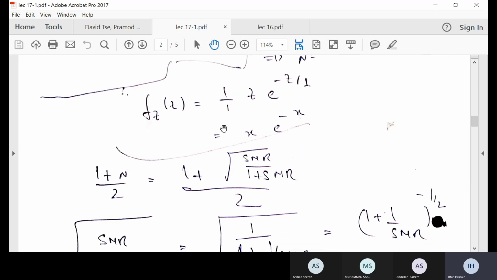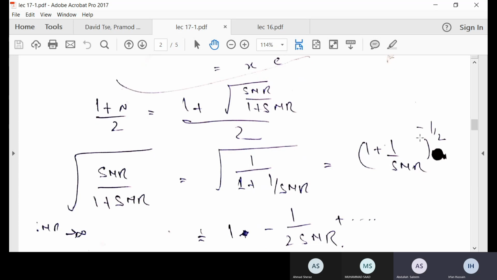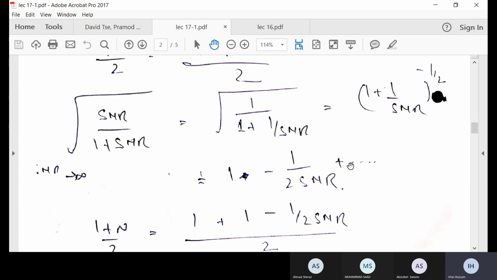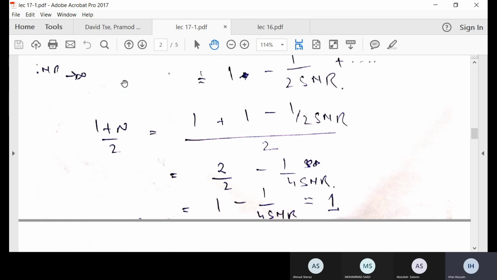First thing I can say is that 1 plus mu over 2 is 1 plus under root. This is the mu value. But what is this value? This value we know can be written as this. I take SNR in the denominator. I can make it half. I apply the Taylor series. This becomes minus half, and higher order powers of SNR. I put this value of under root, or this value of mu, here. So this will become like this. All right. So 1 plus 1 is 2, 2 over 2 is 1, and this becomes 1 over 4 SNR. And if I say that SNR is tending towards higher values, this will decrease, and hence I can write 1 plus mu over 2 as equal to 1.